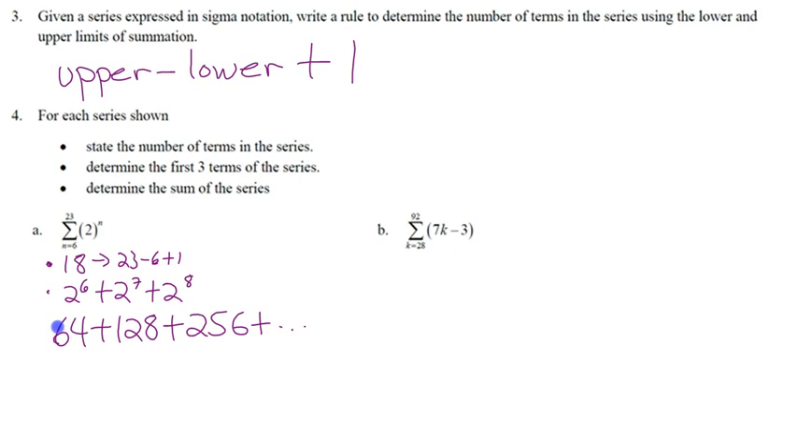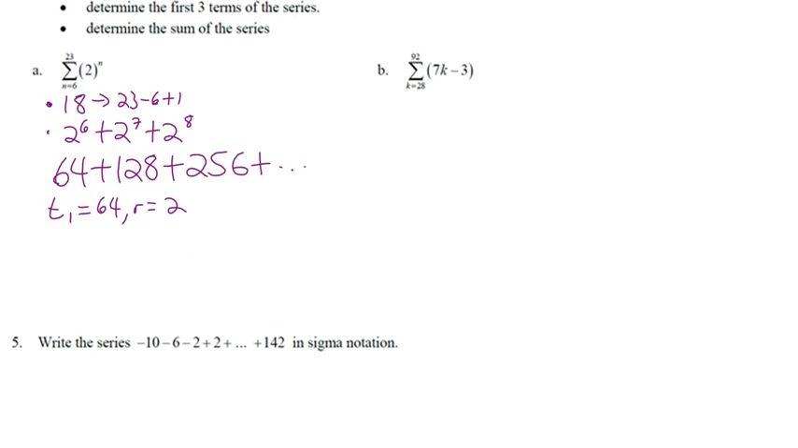Geometric. Okay. So then what's T1? 64. What's R? Two. Okay. What formula are we going to use? How many terms are we adding up? 1, 2, 3. So what's n? 18.